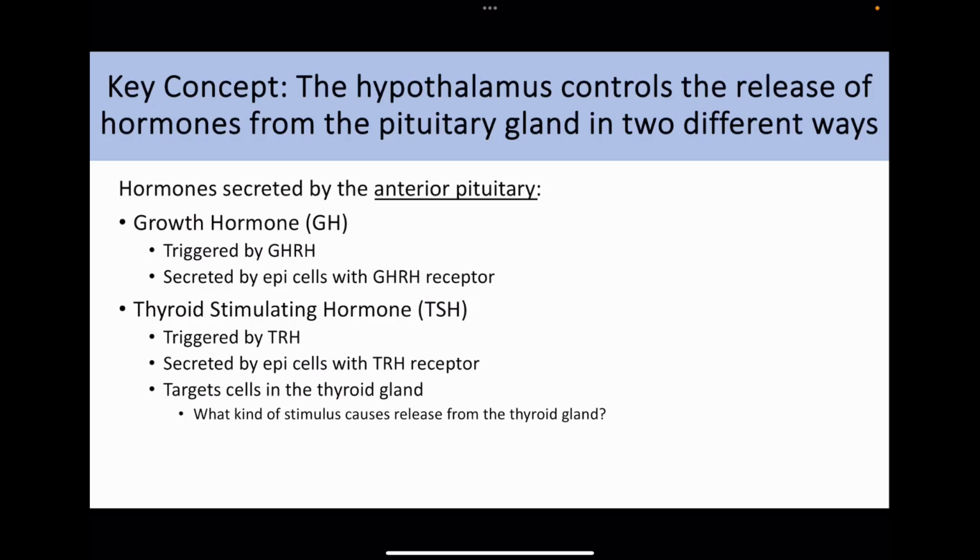Again, thyroid releasing hormone is going to trigger the release of thyroid stimulating hormone. Then thyroid stimulating hormone causes the release of thyroid hormone from the thyroid gland. So what kind of stimulus causes the release from the thyroid gland? Hormonal, right? In that PLA that you did over the weekend, you learned about humoral stimulus, neural stimulus, and hormonal stimulus. This would be considered a hormonal stimulus because one hormone causes the release of a second hormone, or third in this case.